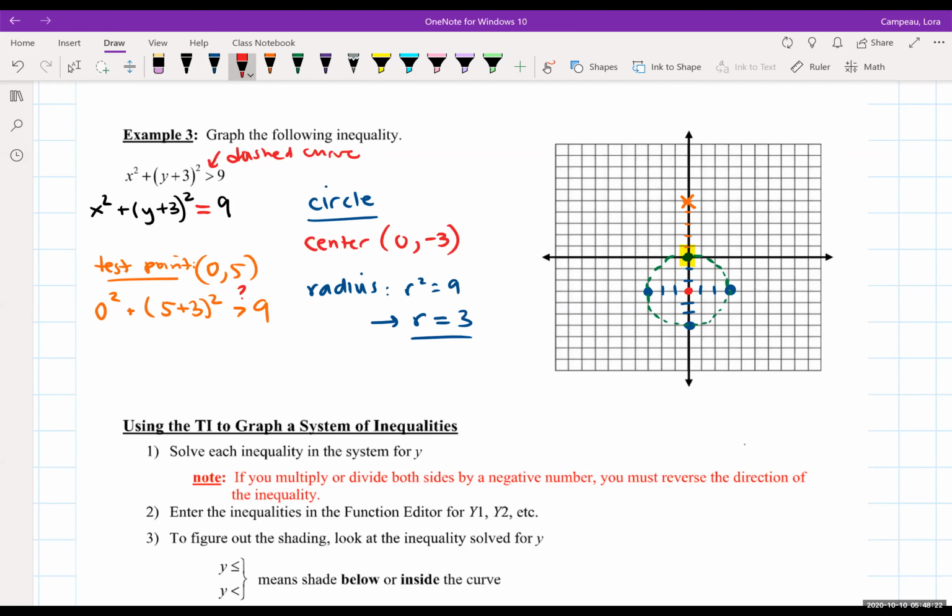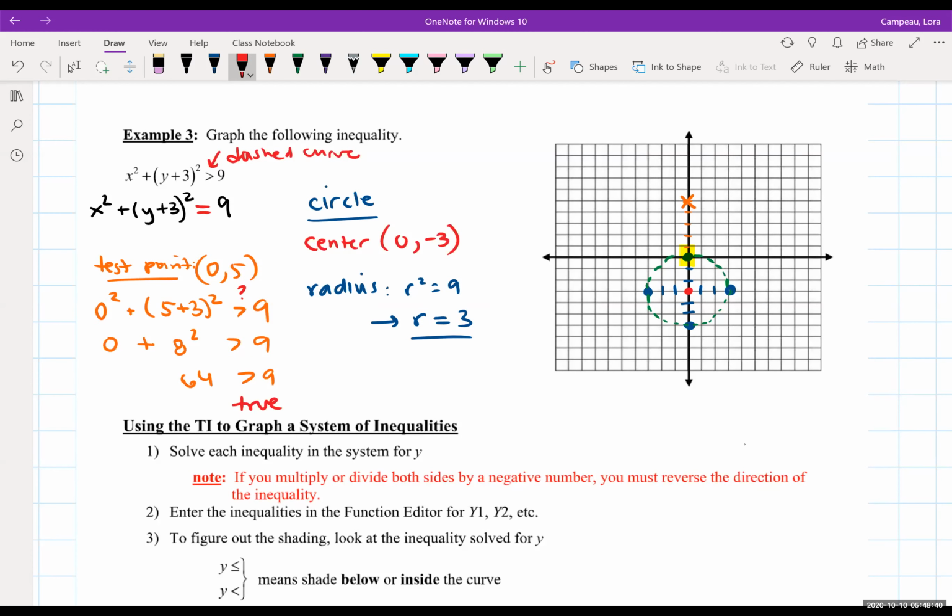So 0 squared is 0. 5 plus 3 is 8. Now we already know, we see it. 8 squared is 64. It's greater than 9. We've got ourselves a true statement.